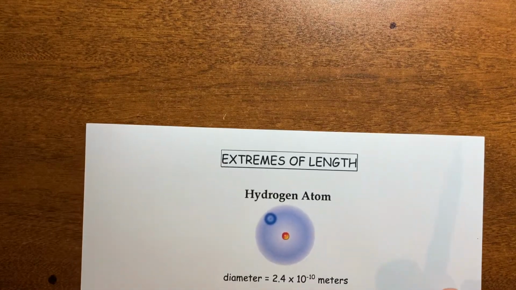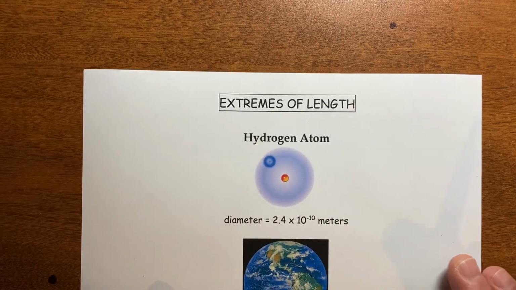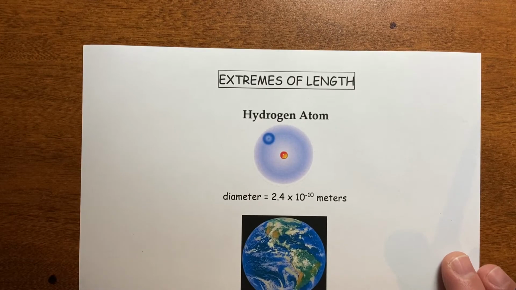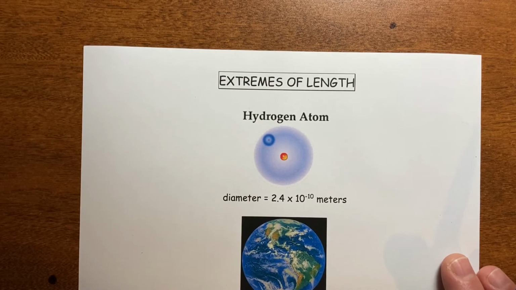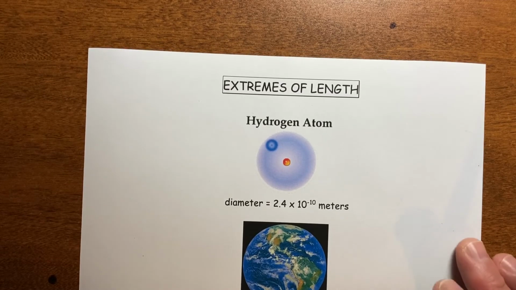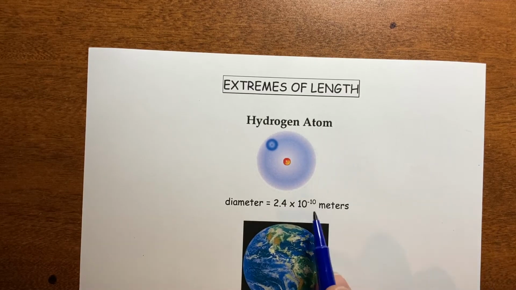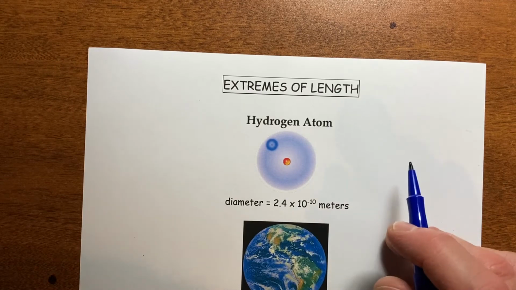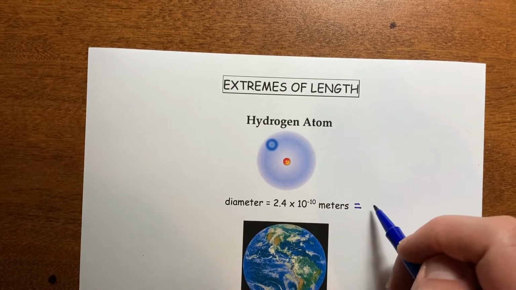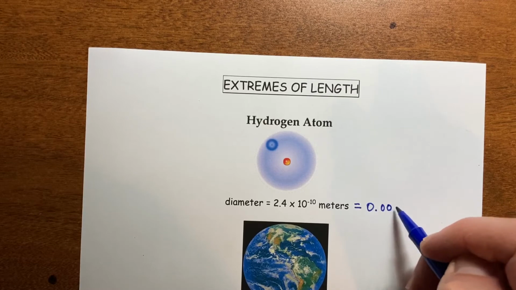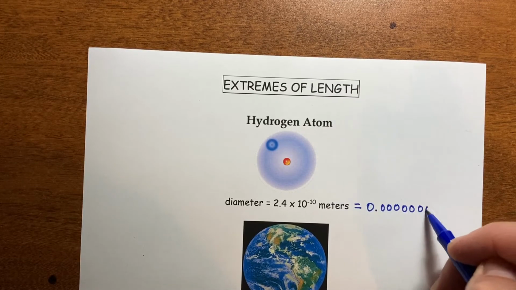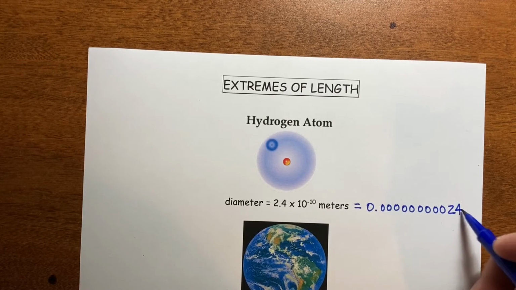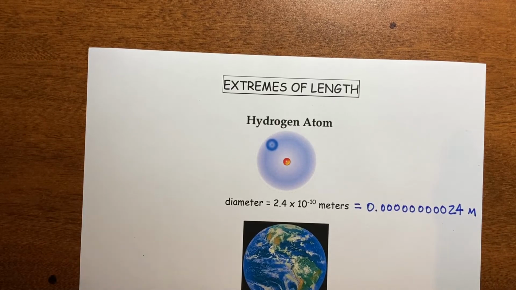All right, so moving on here. Let me just show you some of the extremes of length in science that go from really small to really large. So for instance, the reason why it's helpful to express things in scientific notation is if we're looking at a hydrogen atom, the diameter of a hydrogen atom is 2.4 times 10 to the minus 10th meters. If we had to write that in standard notation, you'd have to write it like this: 0.00000000024 m. You see, that's not really convenient to write.